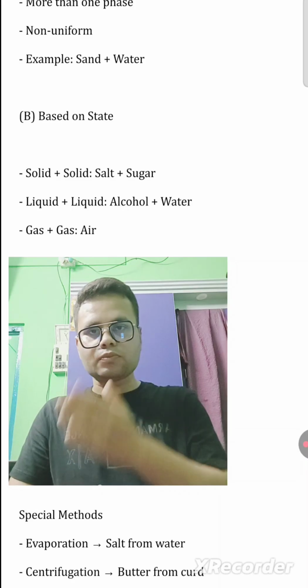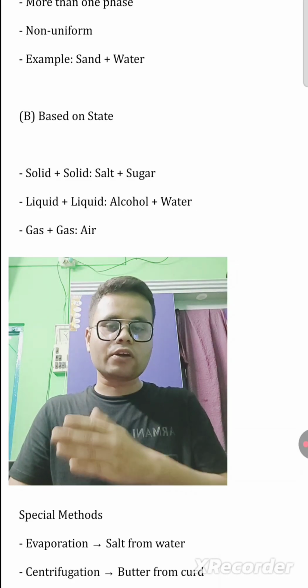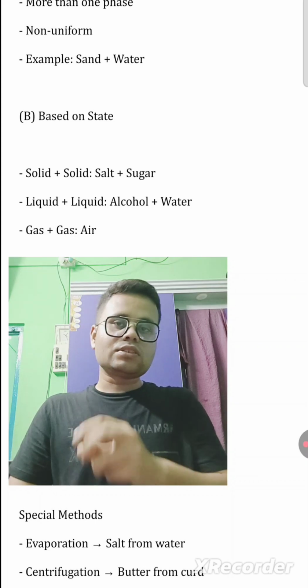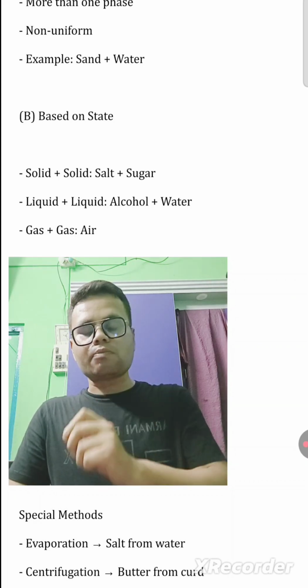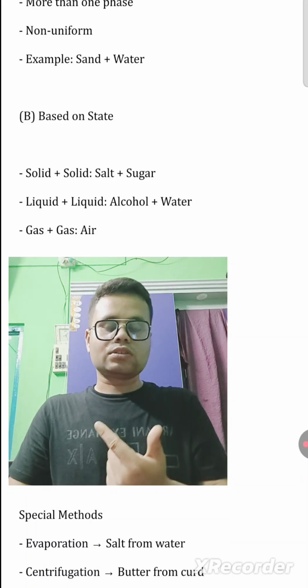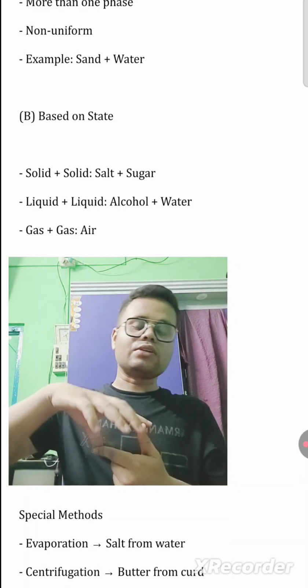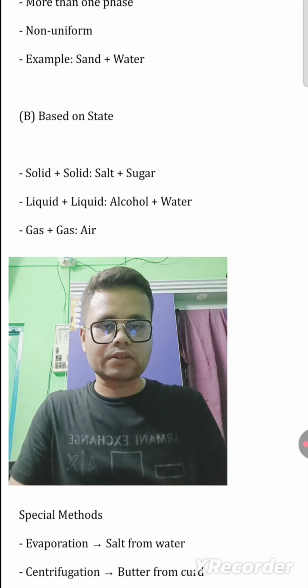You know, class, a mixture with more than one phase and non-uniform composition is known as a heterogeneous mixture. What is an example of a heterogeneous mixture? That is sand and water. Both are included in the heterogeneous mixture. So these are all included in one category.